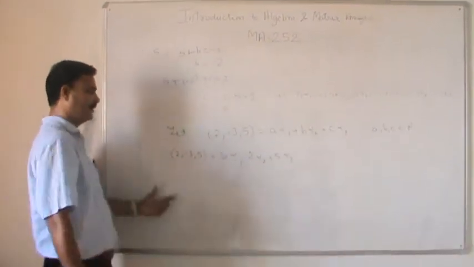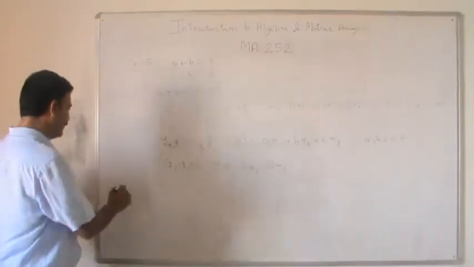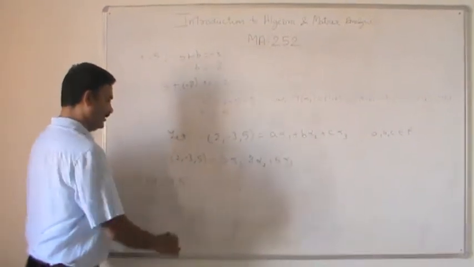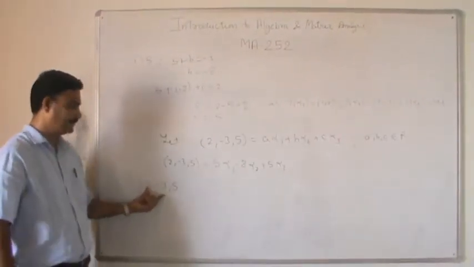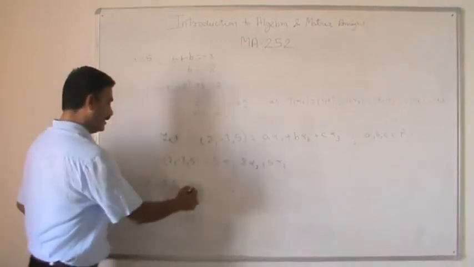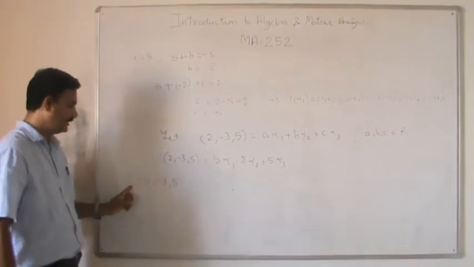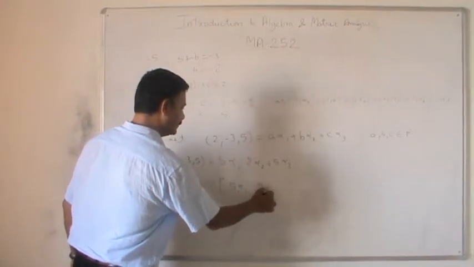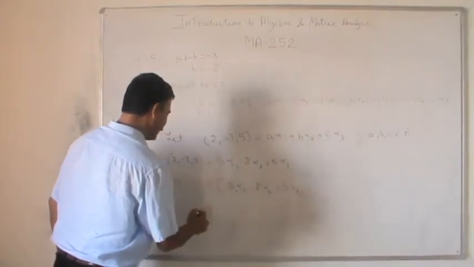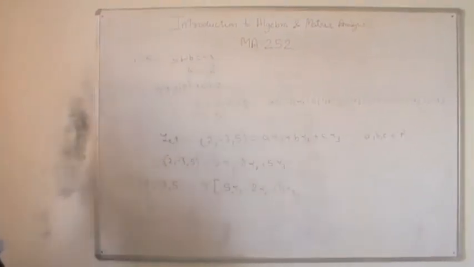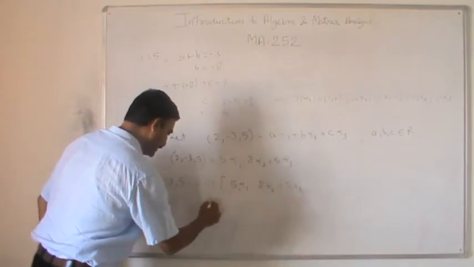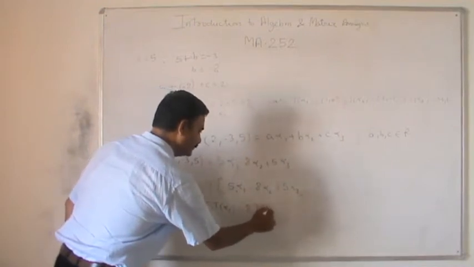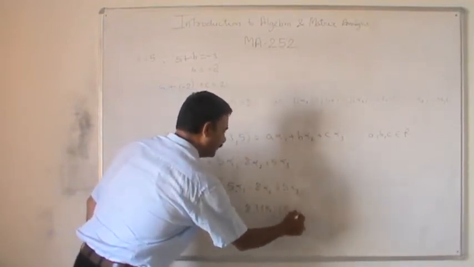Now, in order to prove the second part, we have to find T of (2, -3, 5), which means we have to find the image of this particular vector (2, -3, 5). If we apply T on both sides of the equation, T of (2, -3, 5) gives us T of 5 alpha 1 minus 8 alpha 2 plus 5 alpha 3. Further, we introduce T inside the bracket, so we get 5 times T alpha 1, minus 8 times T alpha 2, and 5 times T alpha 3.